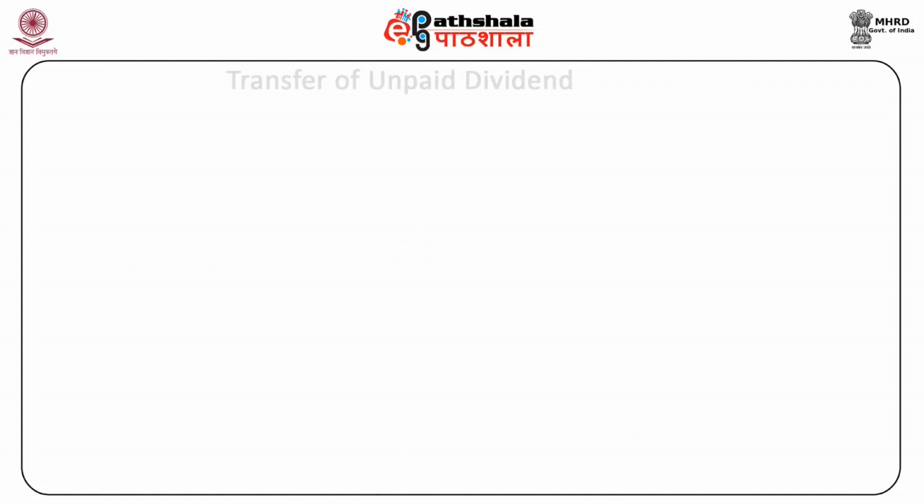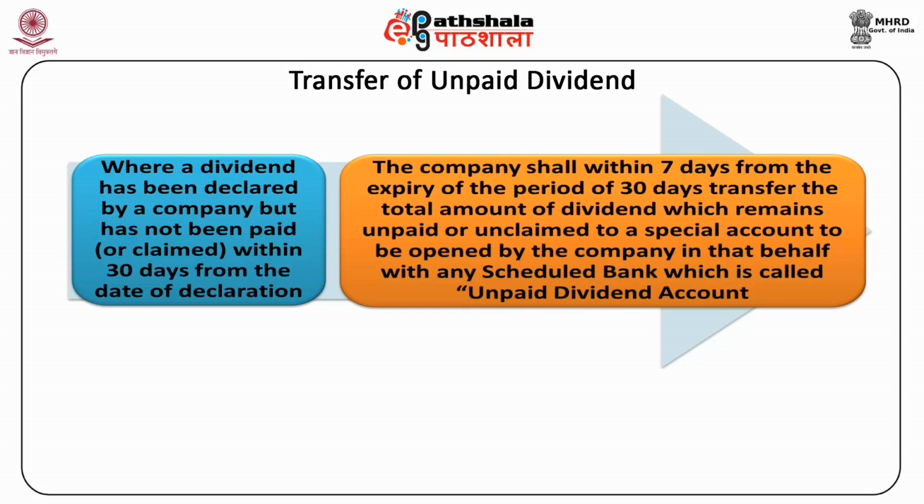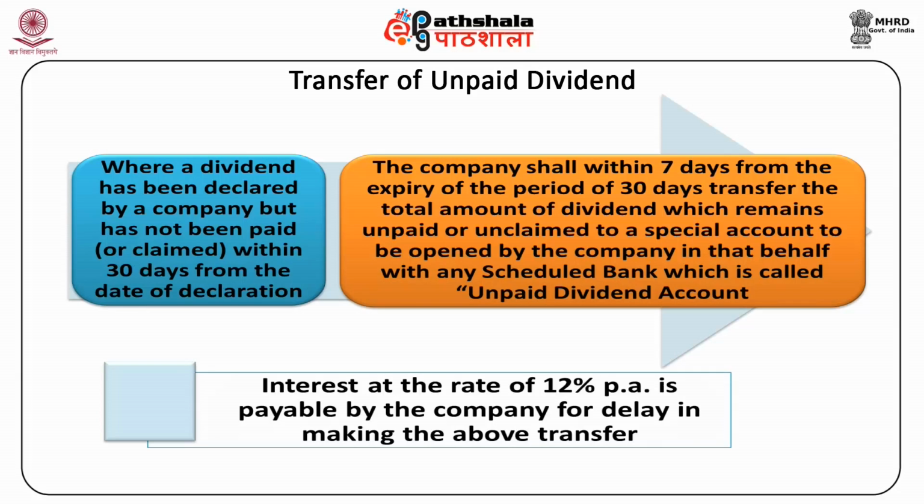Transfer of unpaid dividend. As per Section 124 of the Act, where a dividend has been declared by a company but has not been paid or claimed within 30 days from the date of declaration, the company shall, within 7 days from the expiry of the period of 30 days, transfer the total amount of the dividend which remains unpaid or unclaimed to a special account to be opened by the company in that behalf with any scheduled bank, which is called the unpaid dividend account. Interest at the rate of 12% per annum is payable by the company for delay in making the above transfer.